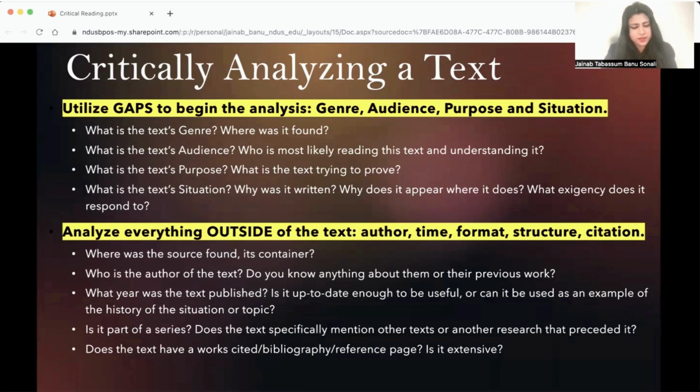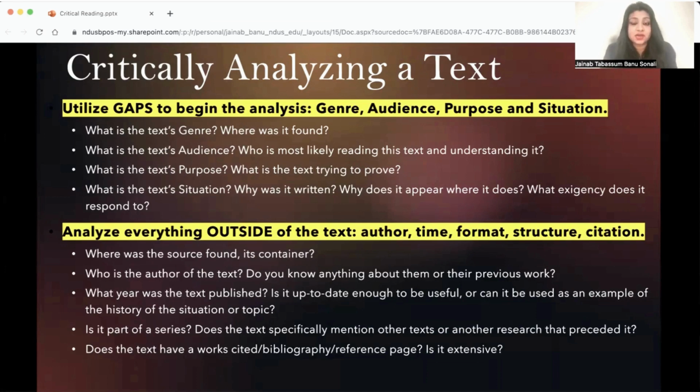Author, publication time, format, structure, citation. So these are the questions that will help you to understand what is outside of the text. Let's ask this question: where was the source found? What is its container? Again, journal, newspaper, article. So you just ask these questions. Who is the author of the text? Do you know anything about them or their previous work? Now you are asking about the author's credibility and authenticity.